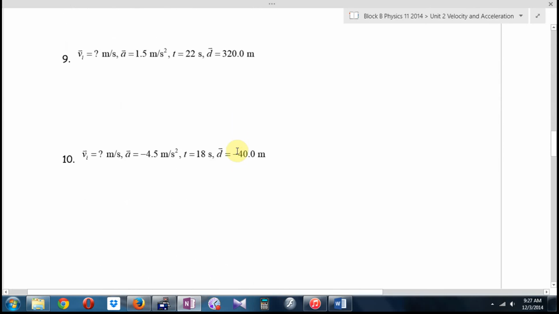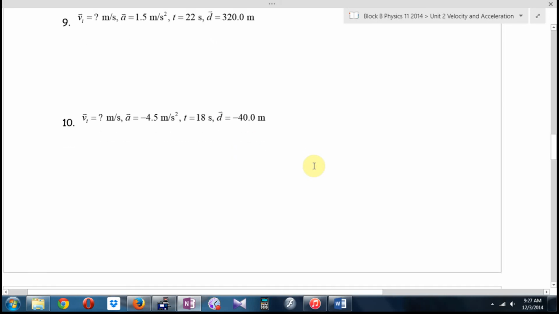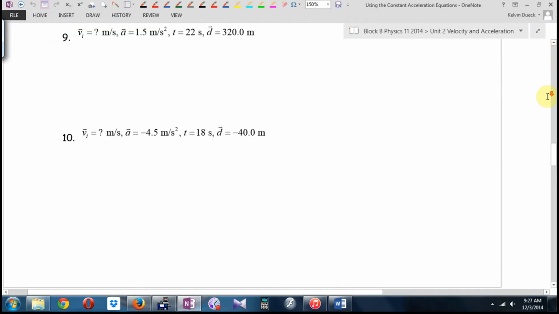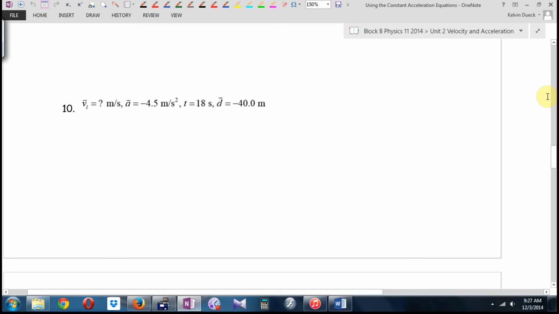I want to turn to a bit of a yuckier one. Let's try number 10. What are they asking you to find? Okay. Which equation can I use? So you're hunting for an equation that has A, T, and D in it. Yep. Let's write that down. We'll do number 10 together, and then I'm going to shut up. D equals VIT plus a half AT squared. This is about as tough a formula to rearrange as it's going to get, which is why I did this one on purpose.